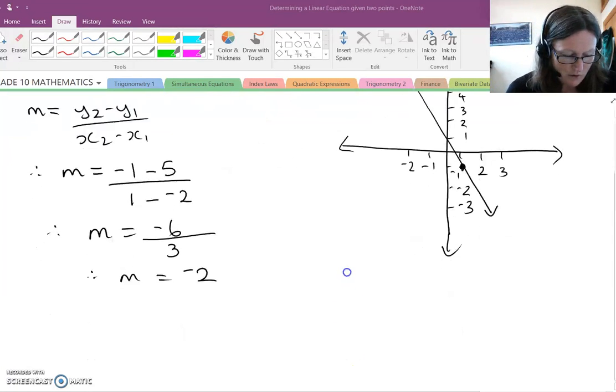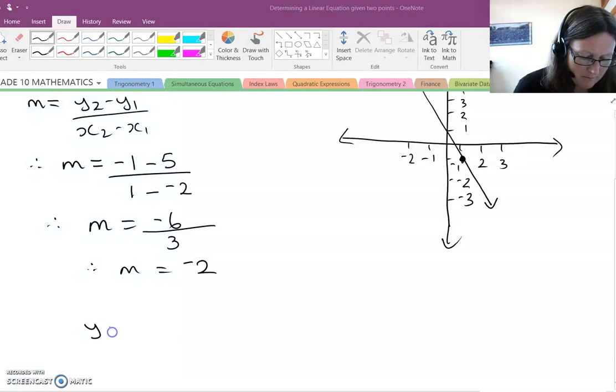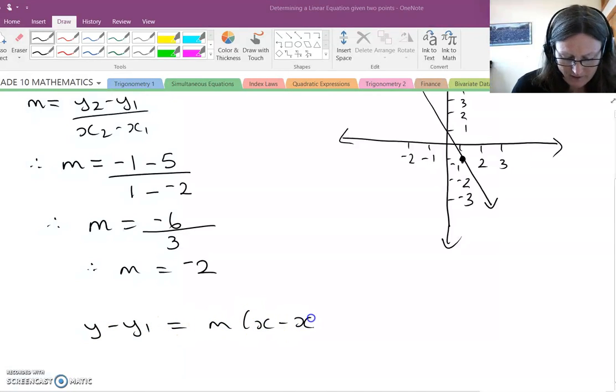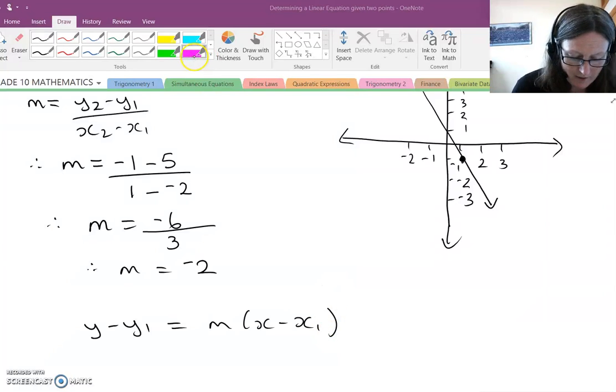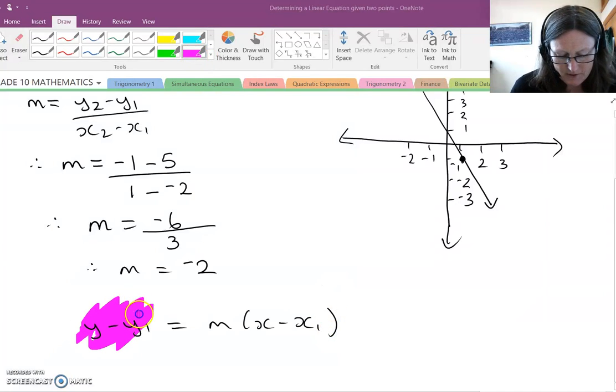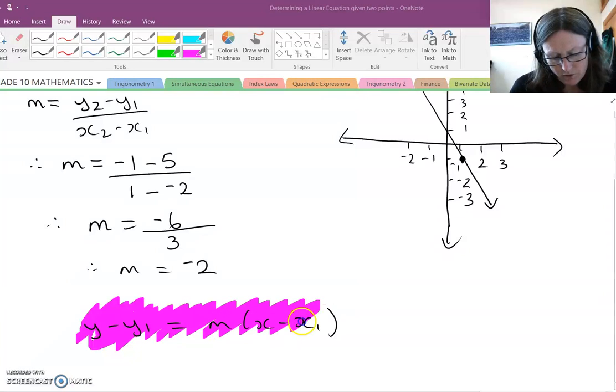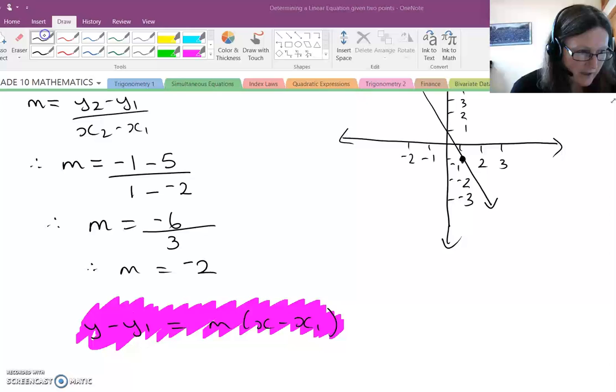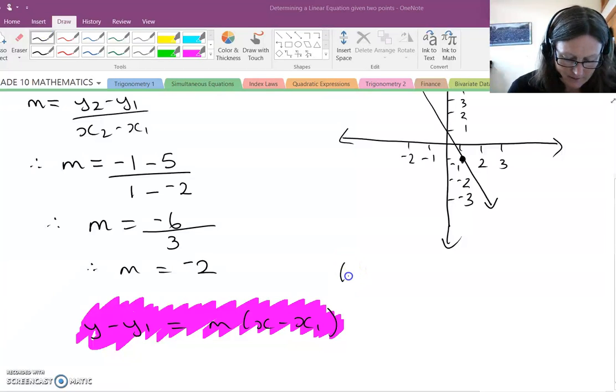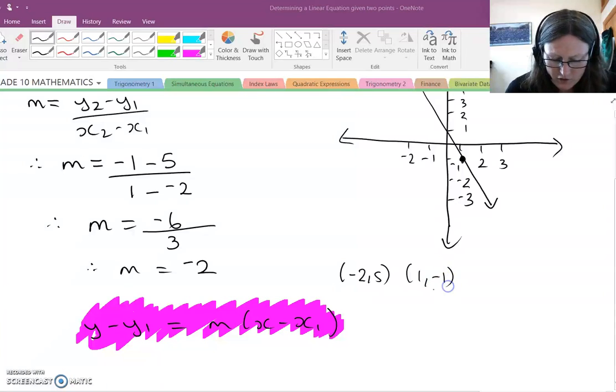We then need to use a formula. y minus y1 is equal to m(x minus x1) to work out the equation of this line. So this is the formula. Now what we do is we choose one of the points above. So I'll just rewrite the points down, (-2, 5) and (1, -1), and you just choose one of those points. So let's just choose the first one.